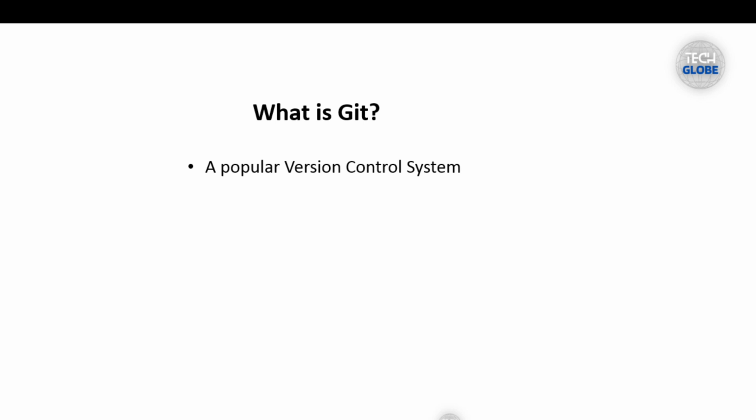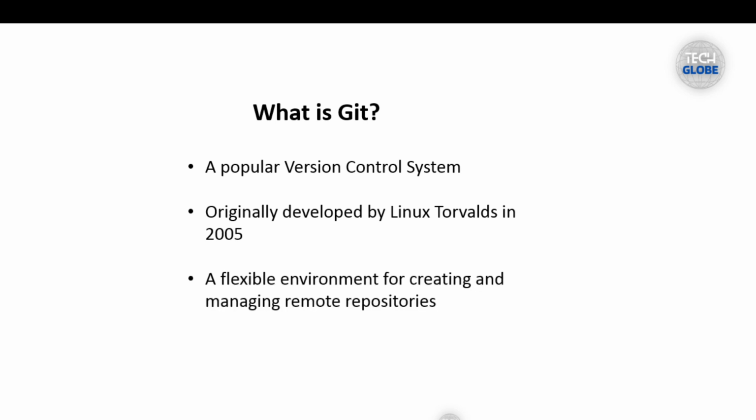You can move files, copy files, edit files, modify files, and upload files to your remote directories. With Git, you can do so much on GitHub. Git was originally developed by Linus Torvalds in 2005. By the way, Linus Torvalds is the same person that developed Linux. And Git is a flexible environment for creating and managing remote repositories.